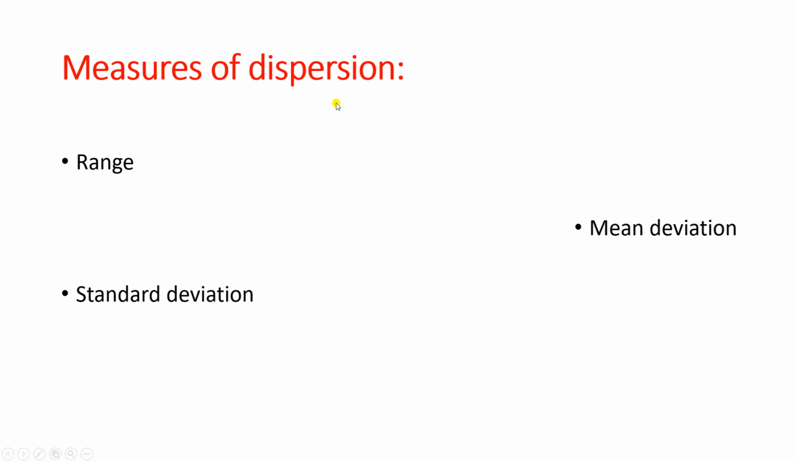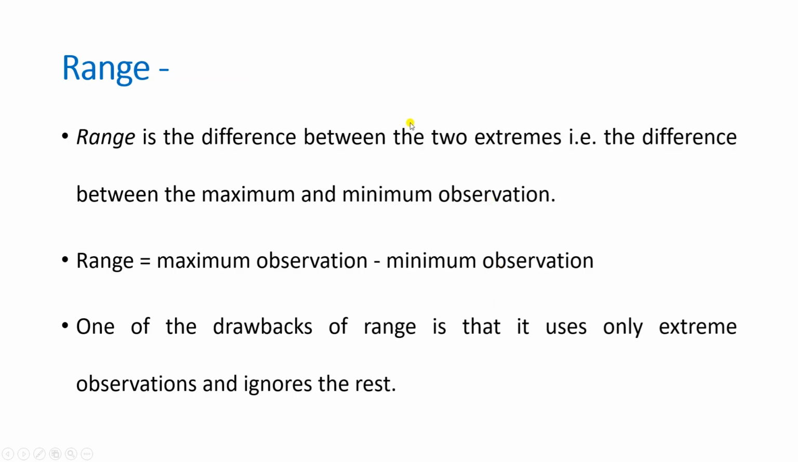There are three methods we shall talk about: the range, the mean deviation and the standard deviation. So you can see they are dispersed from each other. The first one is the range. Range is the difference between the two extremes, that is the difference between the maximum and minimum observation. Okay, so range is basically maximum observation minus minimum observation. One of the drawbacks of range is that it uses only the extreme observations and ignores the rest.